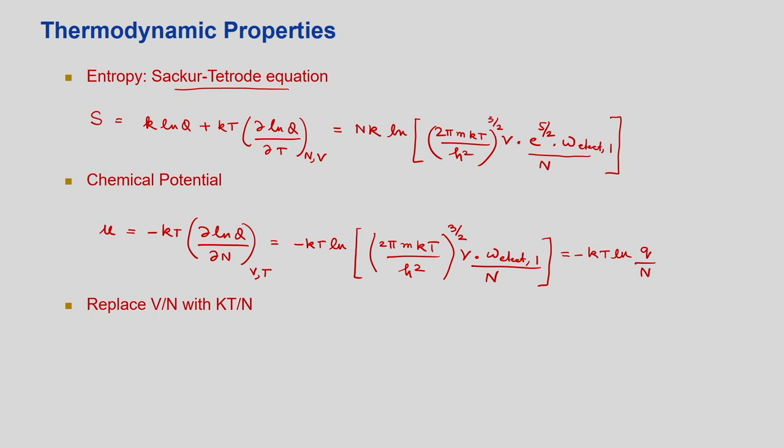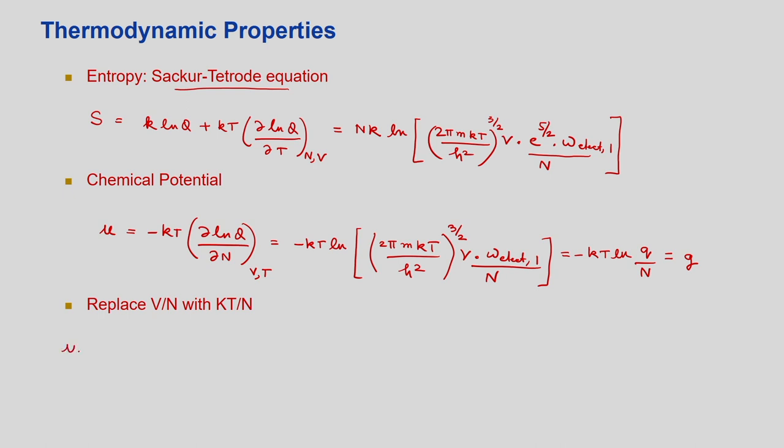So the chemical potential is equal to minus kT into ln of q by N. If you know the single particle or single atom partition function, it may have a number of modes of energy: translational, electronic, nuclear, and even vibration and rotational if there is a bond. Even then this equation will hold true. This is what we call the chemical potential. Once you get Q, you can get other factors also.